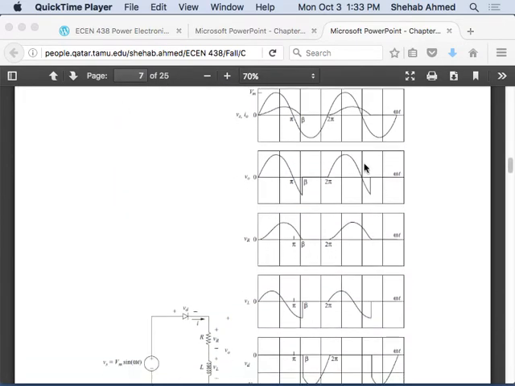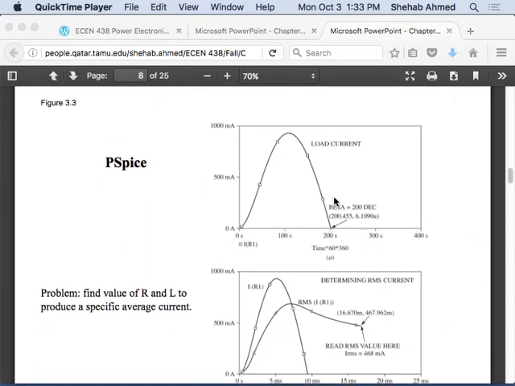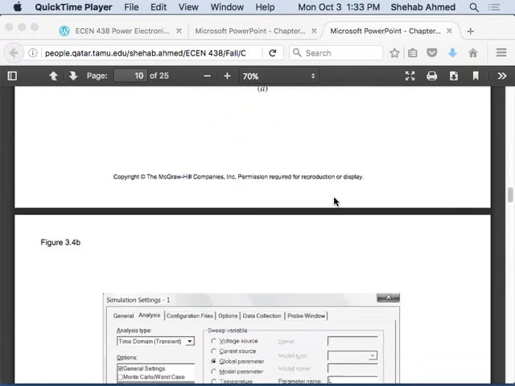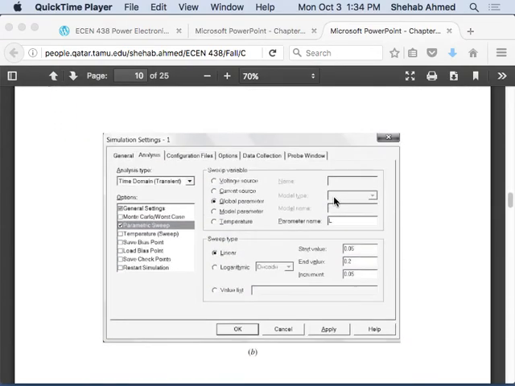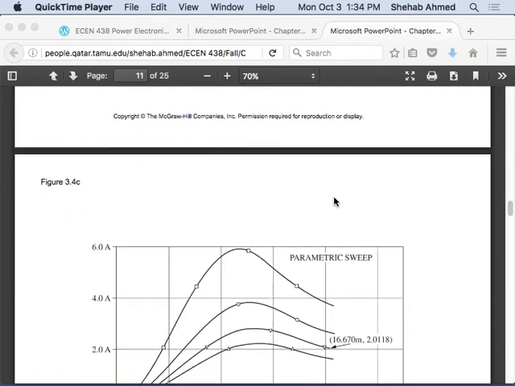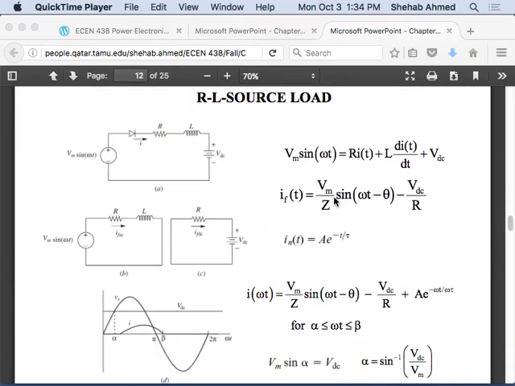Anyway, these are the waveforms we discussed last time. I will not go through them again unless you have questions. I just wanted to skim through the equations.